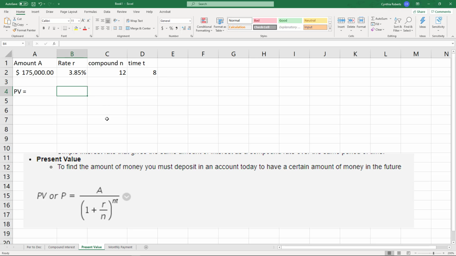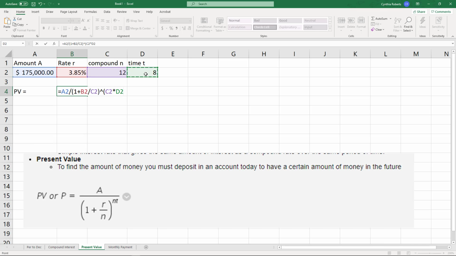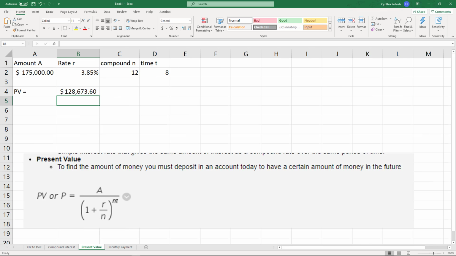So basically what it's asking is how much money does he need to put into his account today that earns this interest that will give him this amount later. All right, so you can see the formula down here. So I'm going to start with an equal sign, and then I'm just going to look at the formula. Equals A divided by, in parentheses, 1 plus R divided by N, close parentheses, raised to, open the parentheses, N times T, and close the parentheses.